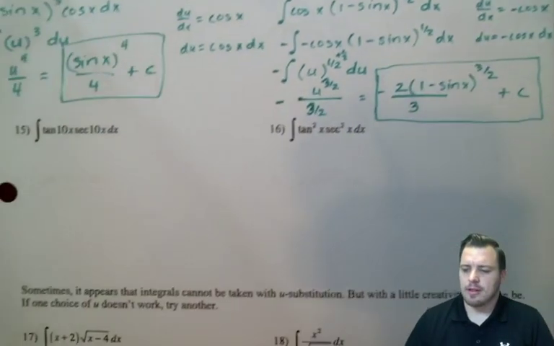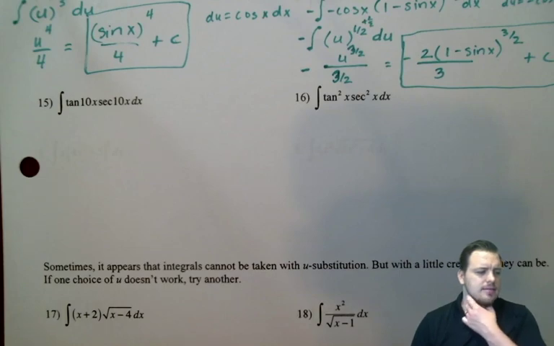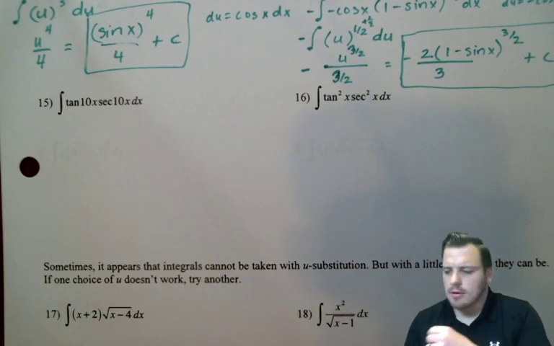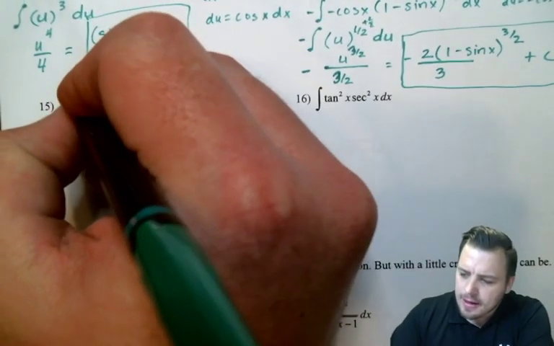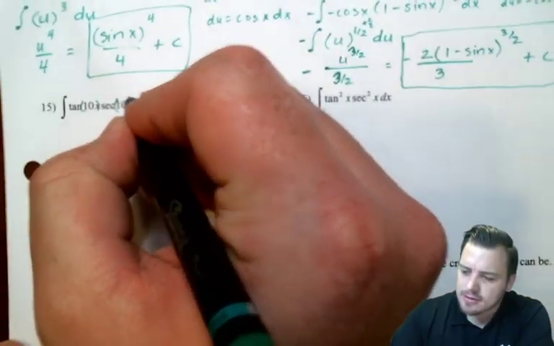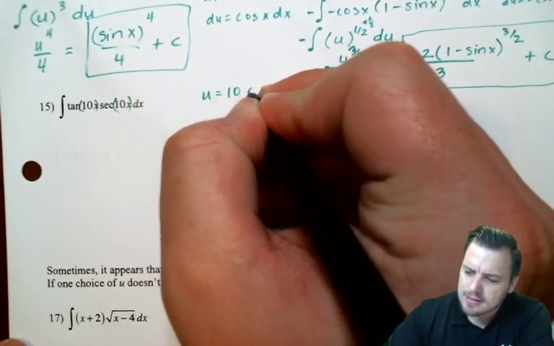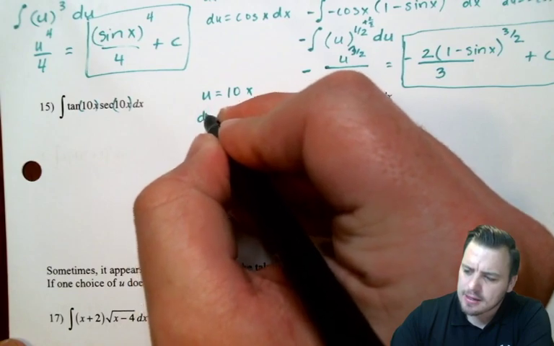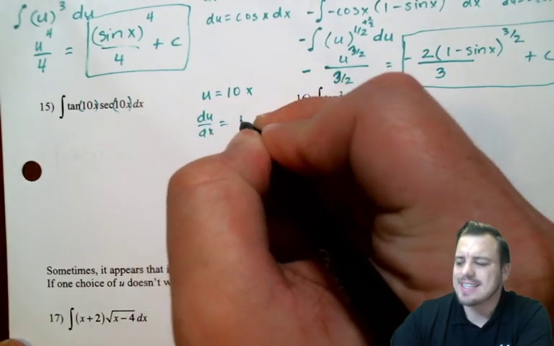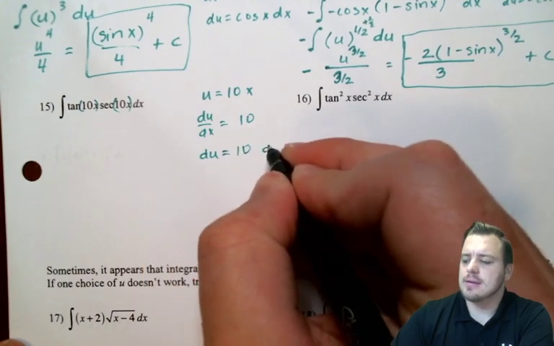Okay, moving right along. Number 15. So we have tangent of 10x, secant 10x, dx. So I'm going to treat my u as the 10x. Obviously we write that as 10x. So u is equal to 10x, which would make du over dx equal to 10. And then du is equal to 10 dx.